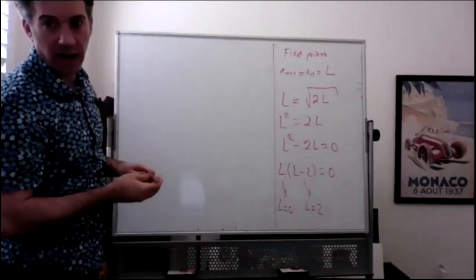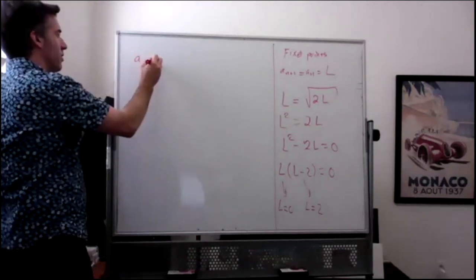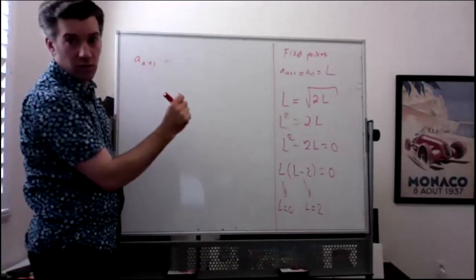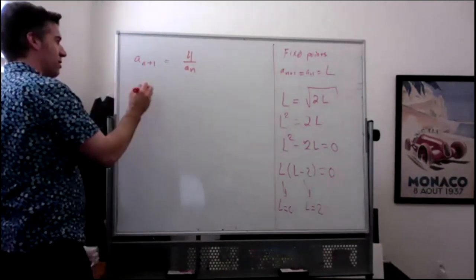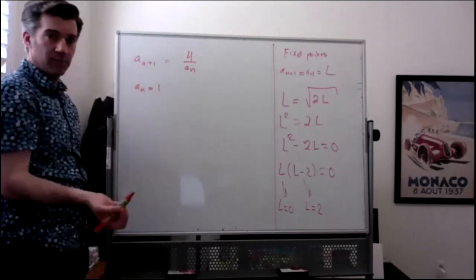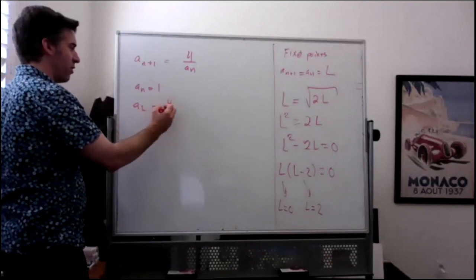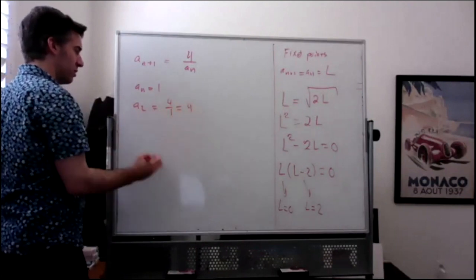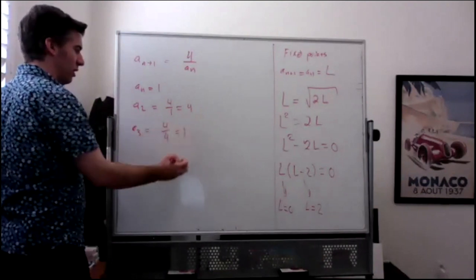So let's say we have a sub n plus 1 equal to 4 over a sub n. And we start at a sub 1 equal to 1. So check this out. A sub 2 is going to be 4 over 1, which is 4. A sub 3 is going to be 4 over 4, which is 1.